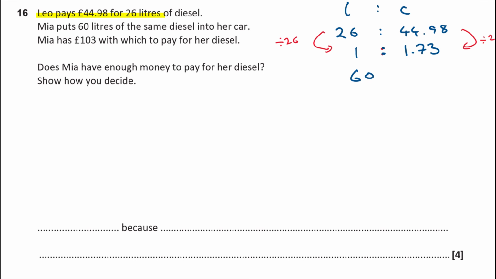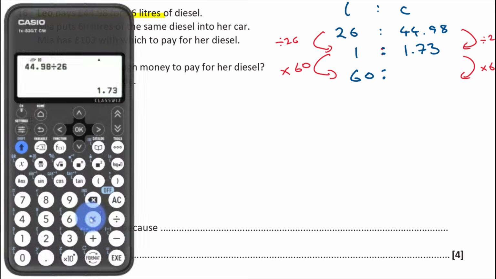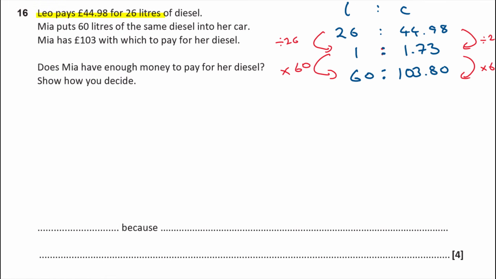Okay. Now, Mia put 60 litres of the same diesel in her car, so we want 60 litres. Now, to go from 1 litre to 60 litres, I need to times by 60. So how much is that going to cost her to pay for 60 litres of petrol at £1.73 a litre? Well, I need to do £1.73 times 60. That's giving me £103 and 80 pence. 103.80. Now, Mia only has £103, so she's 80p short then, isn't she? So she doesn't have enough.